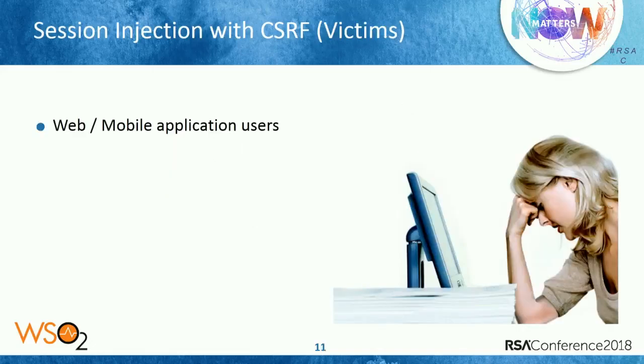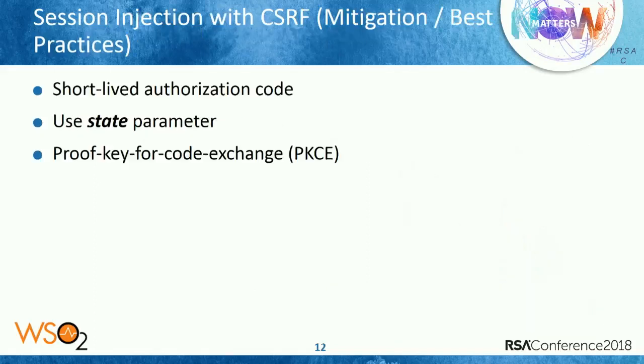So both web and mobile application users are affected from this threat. So how do we mitigate? The easiest approach is to use short-lived authorization codes. The recommended value is to make sure you have around 20 to 30 seconds expiration for authorization codes.